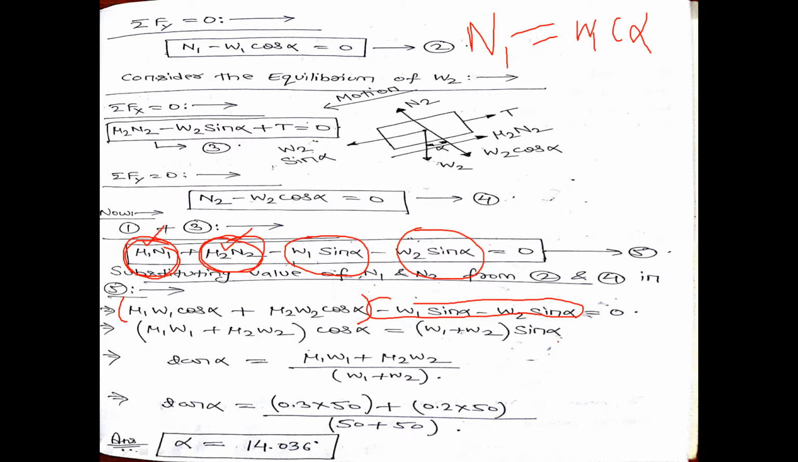Now if I take sin by cos, I know that sin by cos is tan alpha. So tan alpha is equal to mu1 w1 plus mu2 w2 divided by w1 plus w2. Fine. So alpha will be what? Alpha will be tan inverse of mu1 w1 plus mu2 w2 divided by w1 plus w2.